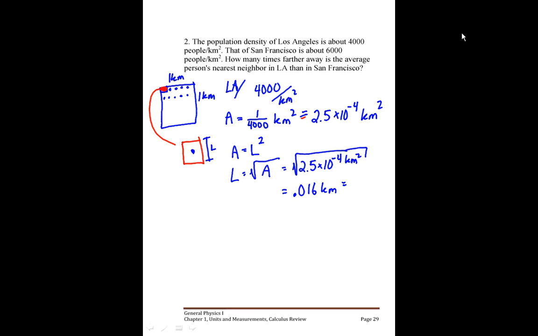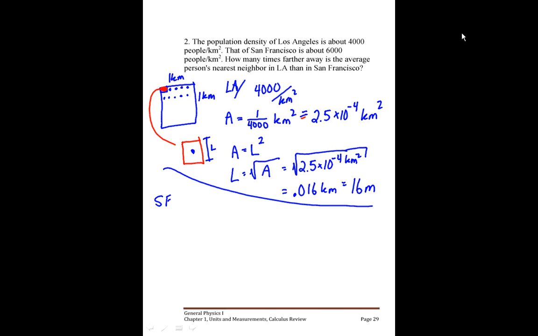And I can convert that into meters, which is more appropriate, 16 meters. That means that in Los Angeles, if you were to equally distribute every person, there would be 16 meters between each person, right? Just based on that population density. All right, so now we can do a similar thing with San Francisco. With San Francisco, it has a bigger population density, so it should be smaller.